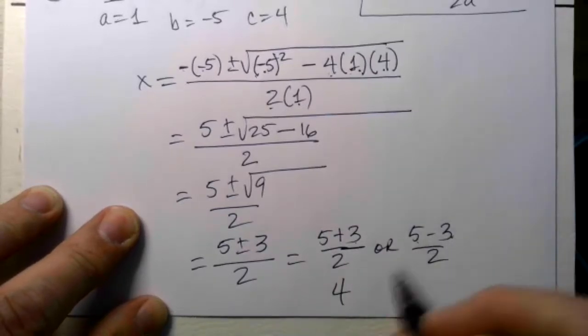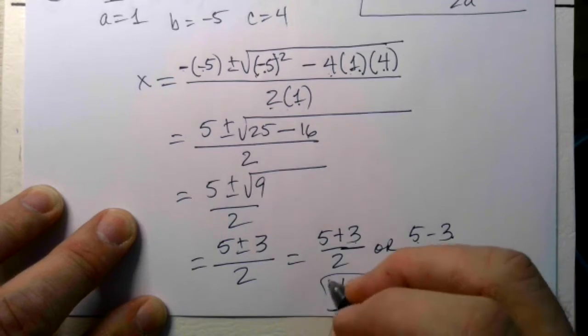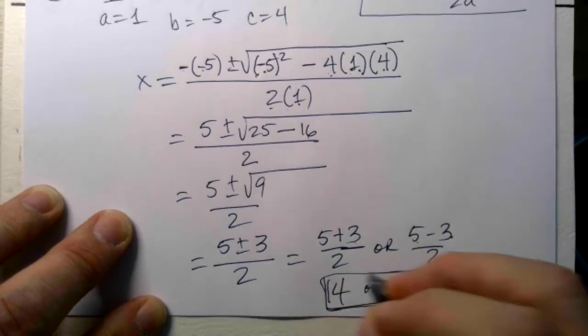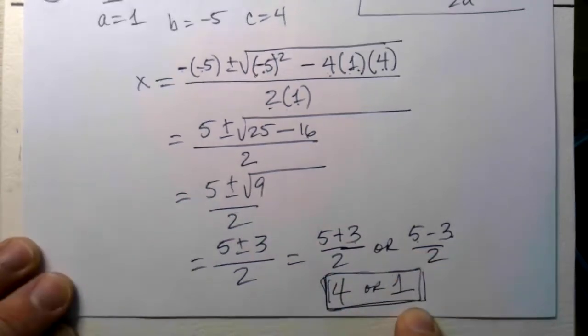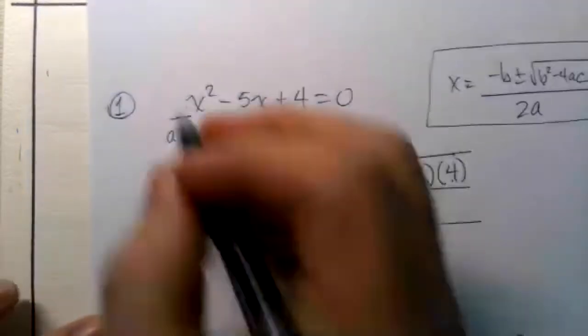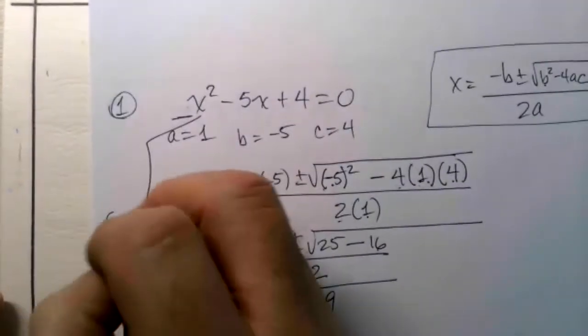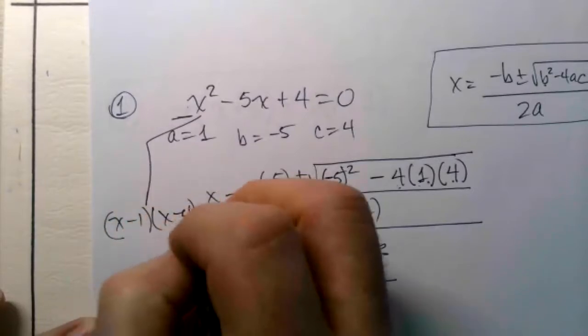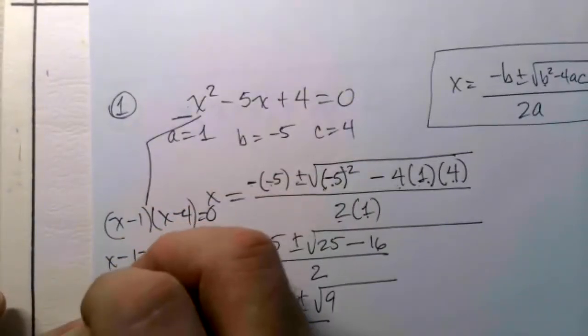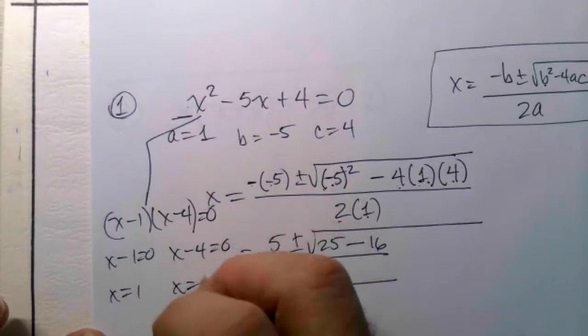This is 2 over 2. And we get two solutions. Now, if your solutions come out nice and clean like that, that really means we could have factored this. So just a little split off here. This would have factored into x minus 1, x minus 4 equals 0. So x minus 1 equals 0, x minus 4 equals 0.